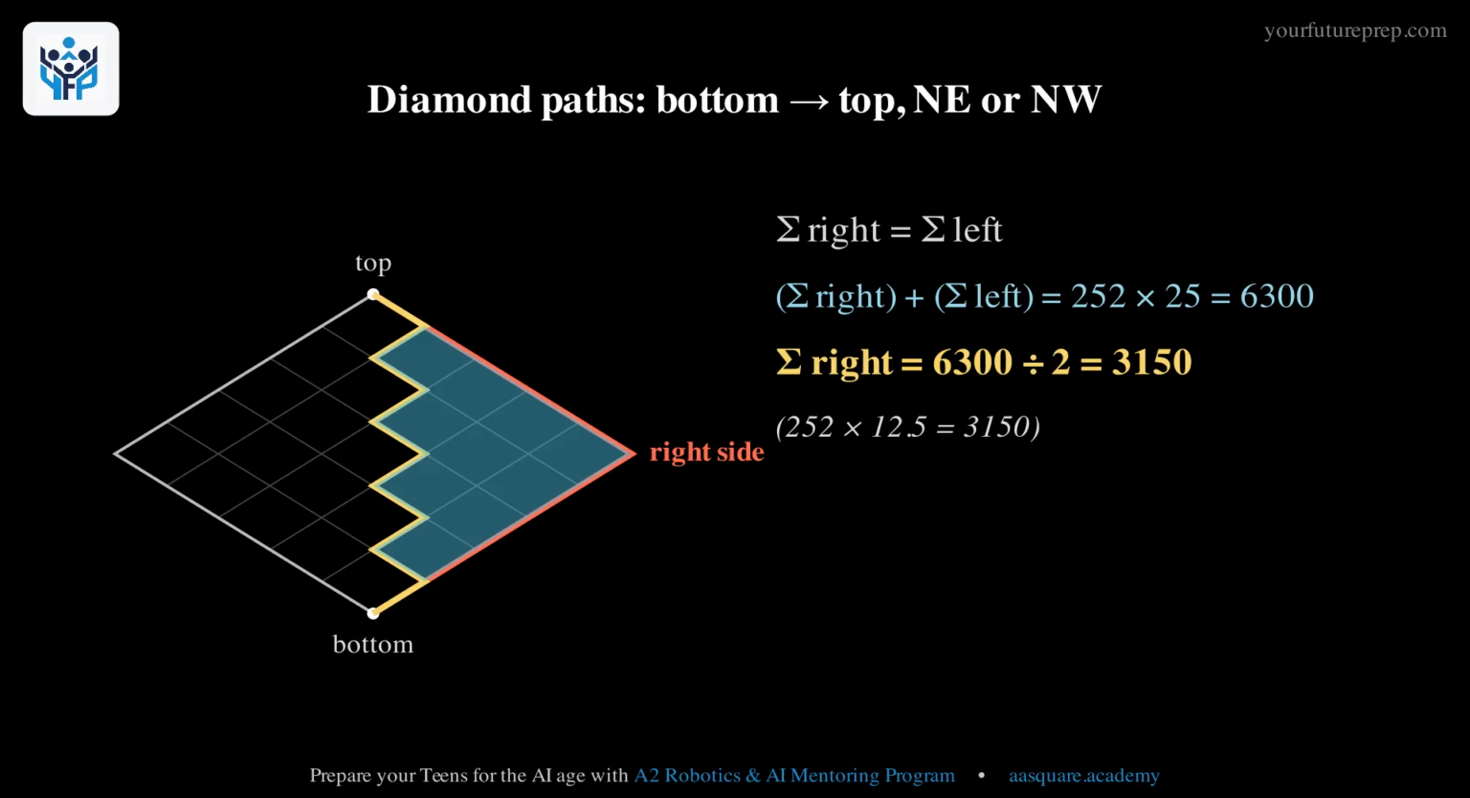But for every path, right plus left is 25, adding over all 252 paths. The right total plus the left total is 252 times 25, which is 6,300. Since the two totals are equal, each one is half of that, 3,150. In other words, every path averages 12.5, and 252 times 12.5 is 3,150. So the sum of all the areas is 3,150.